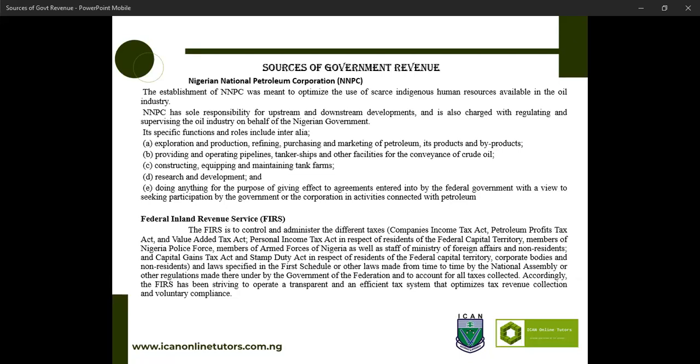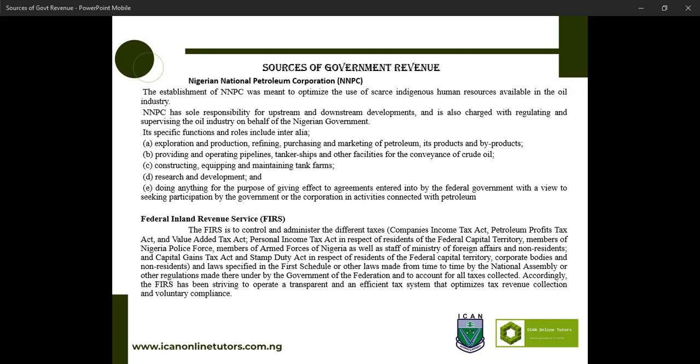Other functions or activities of the NNPC also serve as one of the revenue collection agencies of the country. The specific functions and roles include the following. We have the exploration and production, refining, purchasing and marketing of petroleum, petroleum products and its byproducts. What are the byproducts? We're talking about crude oil, petroleum, DPK, diesel, and some other byproducts, which include kerosene and engine oil, among others. So these are among the objectives of the NNPC.